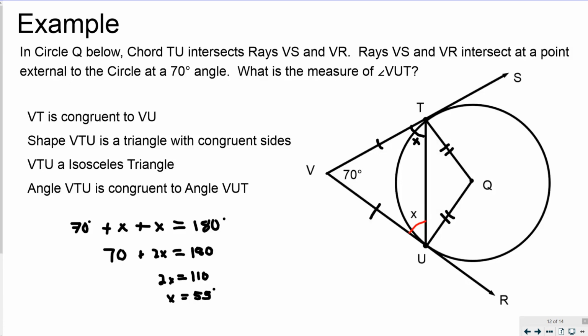So the angle in here would be 55 degrees, as would this one. And then a little bit of bonus information: we could then find the measures in here, because we know that these two angles have to add up to 90 degrees. This would be 35 degrees, because that's 90 minus 55. So we could go ahead and find those measurements as well.